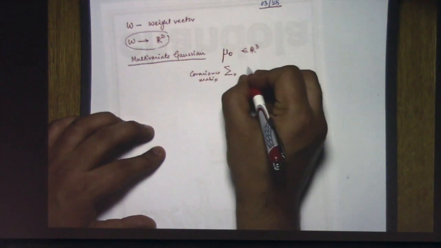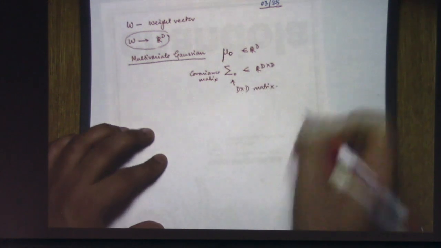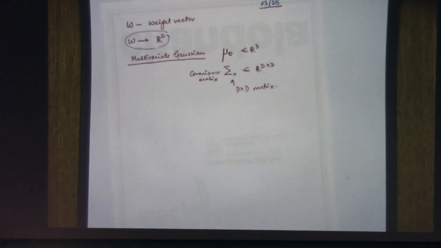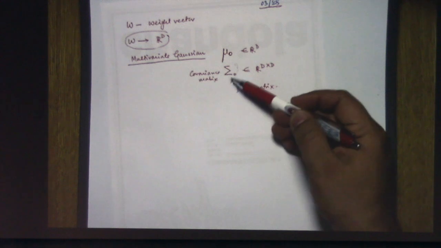which is a D cross D matrix. Typically, we write it like this. This is the covariance matrix. However, since we are going to set this prior, it's usually very hard to set a prior with so many entries. This one has D square entries. Of course, this is symmetric, it's a covariance matrix. That means it has D times (D minus 1) by 2 entries. But there are still too many.